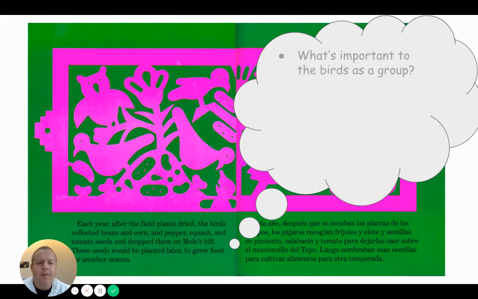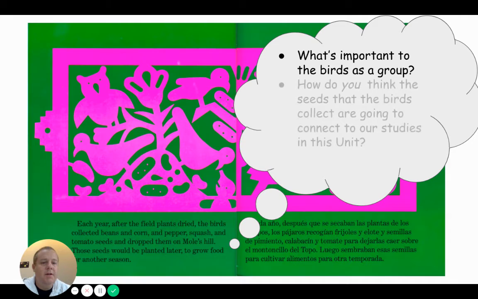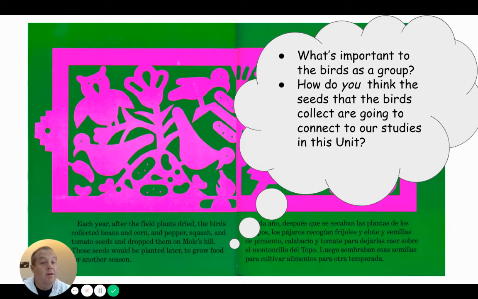I'm thinking again. What's important to the birds as a group? What are they trying to do? It says, each year after the field plants dried, the birds collected beans and corn and pepper, squash and tomato seeds, and dropped them on Mole's Hill. Those seeds will be planted later to grow for another season. How do you think the seeds that the birds collect are going to connect to our studies in this unit? What does that have to do with pollen and pollinators?